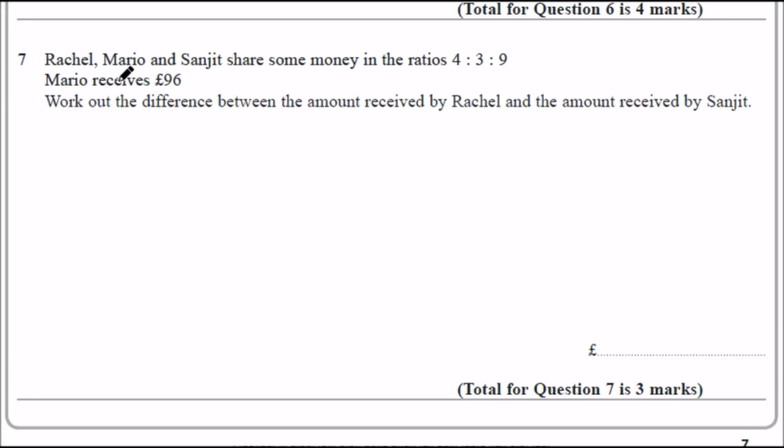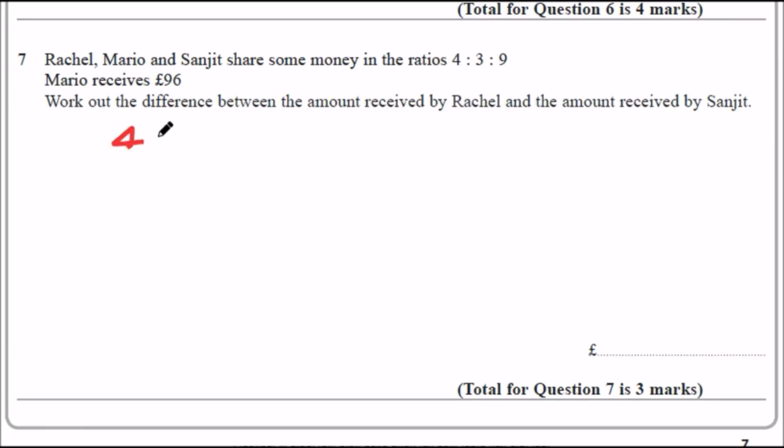Number 7. Rachel, Mario, and Sanjit share some money in the following ratios. So Rachel gets 4 parts, Mario gets 3 parts, and Sanjit gets 9. Mario received £96, that lucky guy. Work out the difference between the amount received by Rachel and the amount received by Sanjit. Otherwise, find all the amounts and subtract them.